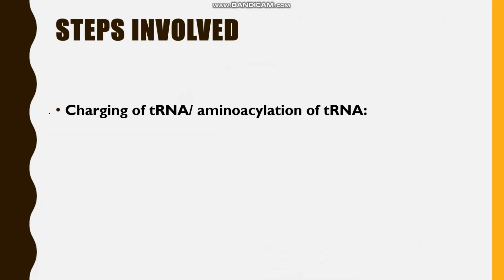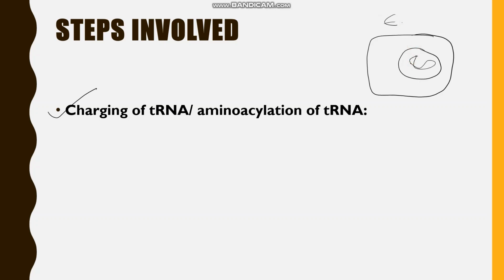The first step is charging of tRNA, also called amino acylation of tRNA. Just remember, if it is a eukaryotic cell, within the eukaryotic cell there is a nucleus, and the nucleus consists of DNA. During transcription, mRNA is synthesized, as well as other types of RNA. Through the nuclear pore, the mRNA is released into the cytoplasm. These are the nucleotides found in mRNA. This is the 5' end and this is the 3' end.